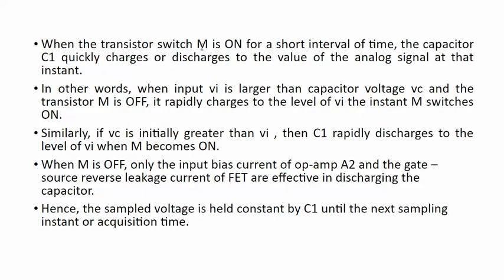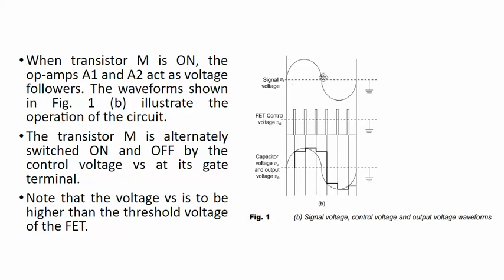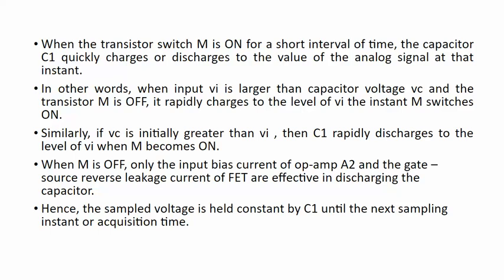When the transistor switch is on for a short interval of time, the capacitor will charge or discharge to the value of the analog signal at that instant. So this is the analog signal voltage, and it is set to charge or discharge based upon this analog signal. Otherwise, when Vi is larger than the capacitor voltage, named Vc, and the transistor M is off, it will rapidly charge to the level Vi at the instant M switches on.